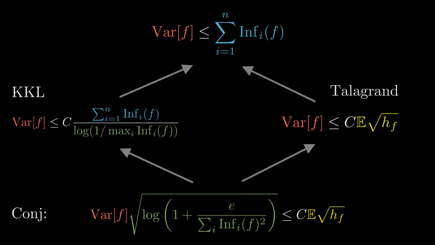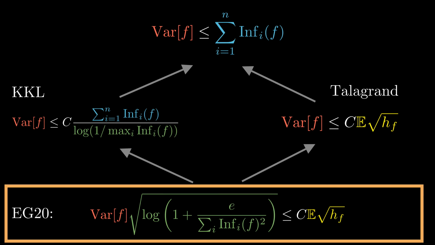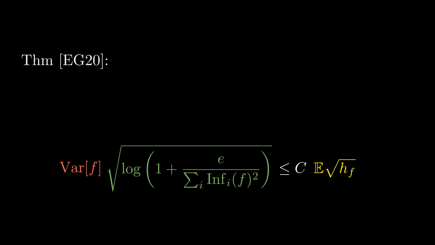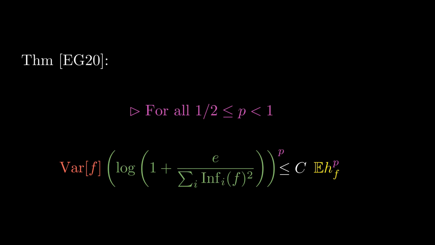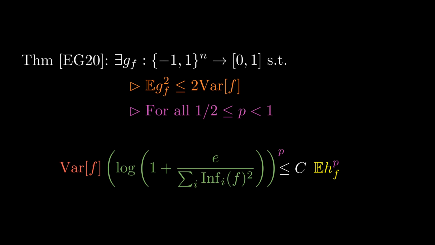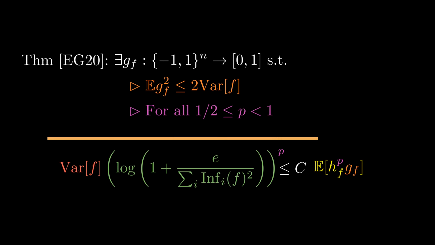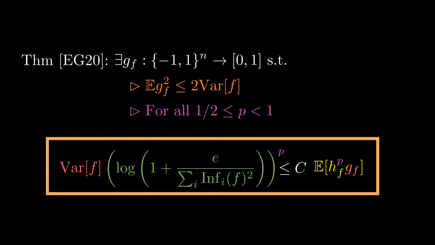Going back to our diamond of inequalities, we see that this conjecture indeed implies both Talagrand's inequality and the KKL inequality. And we can happily say that with our paper, we can now turn the conjecture into a theorem. In fact, we were able to strengthen Talagrand's conjecture in two separate ways. First, the inequality holds not only for square roots, but for various powers p. And second, we show that the quantity on the right-hand side can be made even smaller by multiplying it by a certain function which is always between 0 and 1.